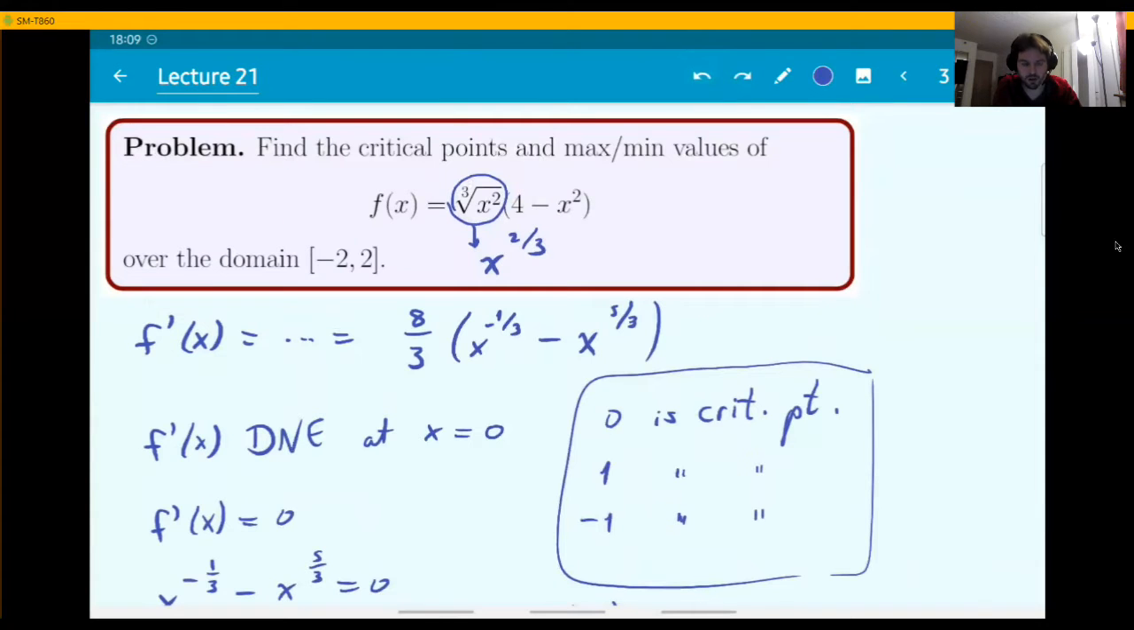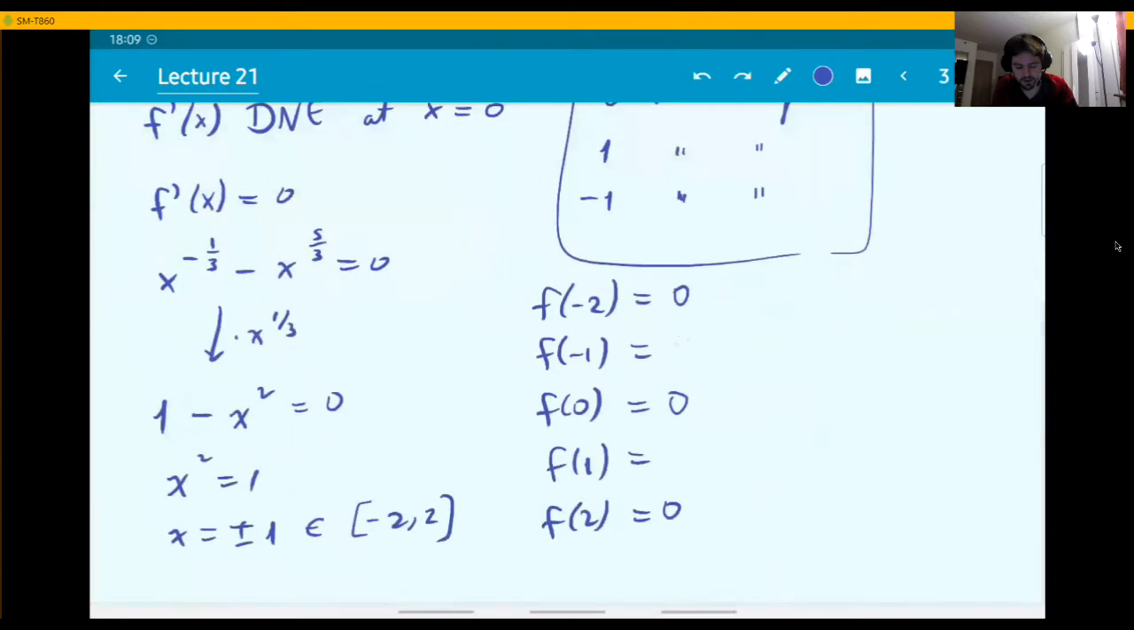And what is f of 1? That part is the 1, and then you have 4 minus 1 here, that's 3. And similarly, f of minus 1 is also 3. You only have x squared in the function, you don't have x. So both minus 1 and 1 will give you the same value. These are the values of the function, 0s and 3s.